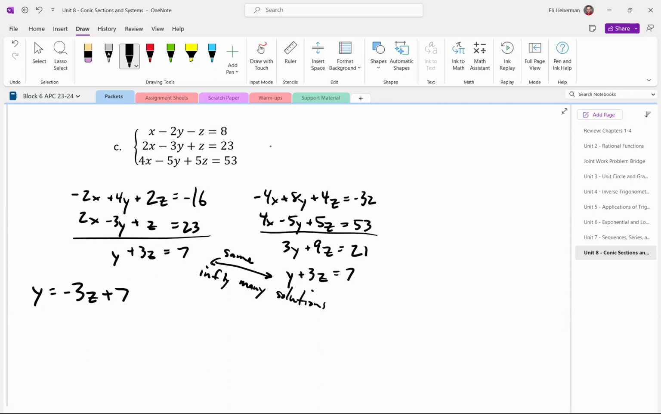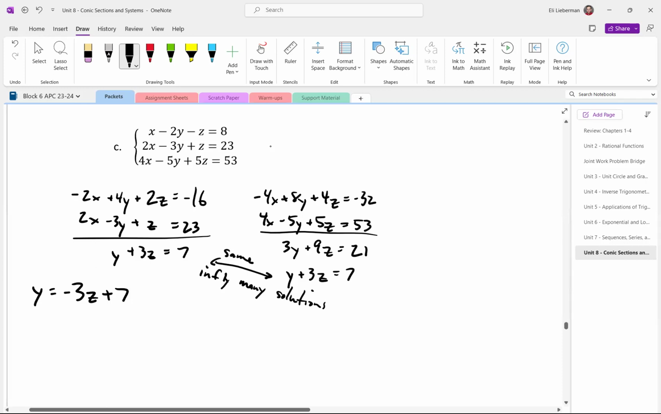If z is an element of all real numbers, that means we also need an expression for x in terms of z. Now, how do we do that? Get rid of the y. Yeah, so I'm going to take this y and plug it into any one of these equations. Not any one, the first equation.